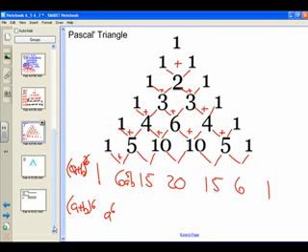We would start with, and I'm not going to worry about the number part, we're just going to deal with the letter part. A to the 6th. Then a to the 5th, b to the 1st. Notice it's always adding up to 6. The exponents should always add up to 6 if it's the 6th power.